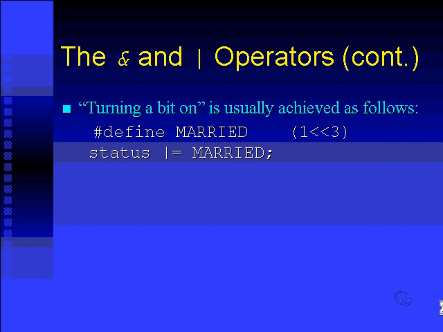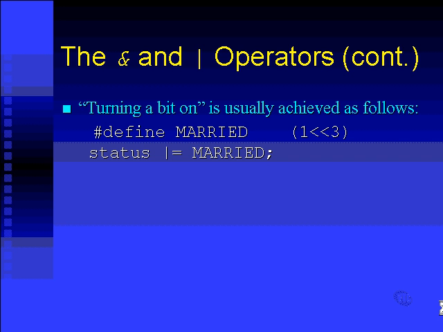We say status or equals married. Now, what does that mean? That means status equals status or married. Remember how we can expand or equals? It's like plus equals. X plus equals 3 is the same as x equals x plus 3. Remember that? So status or equals married is the same as status equals status or married.